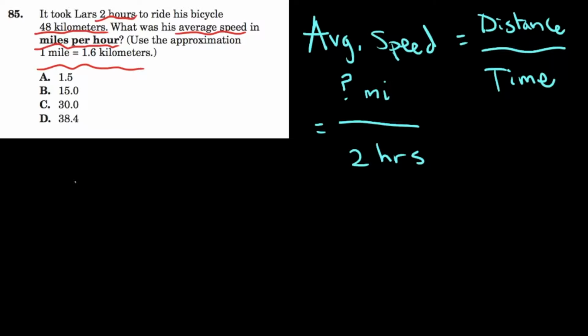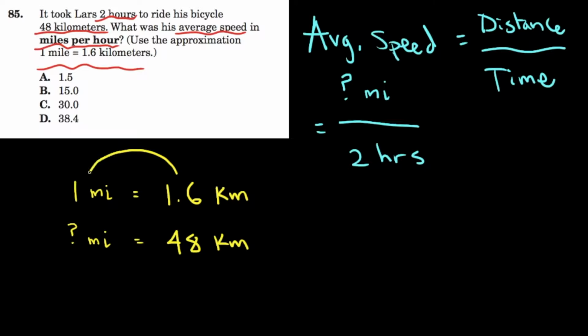So we know that 1 mile is equivalent to 1.6 kilometers, at least for the purpose of this question. And we also know that he went 48 kilometers. How many miles is that? Well, one thing that I see is that we have all the information on top that we need. So I know that 1.6 divided by itself would give me 1. So if I were to divide 48 by 1.6, I would know how many miles he went.